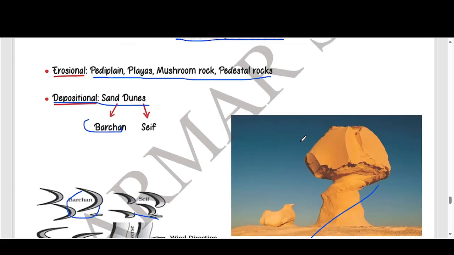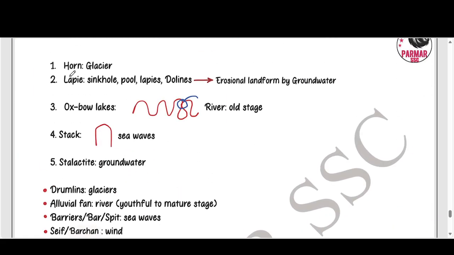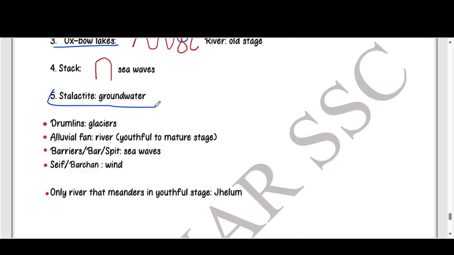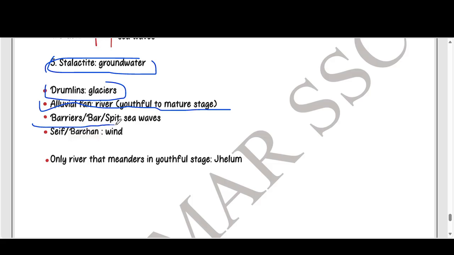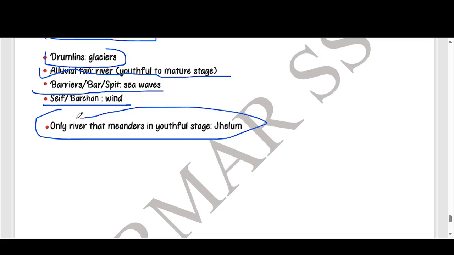To revise: mushroom rocks are wind landforms. Glacier, lapies, sinkhole, pool, dolomite: erosional landforms by groundwater. Also lakes and rivers in the old stage, stack, and sea waves. Stalactite is groundwater, drumlins are glacier, alluvial fan is river in youthful to mature stage, barrier, bar, spit are sea waves, and barchan is wind. The only river that meanders in the youthful stage is the Jhelum.